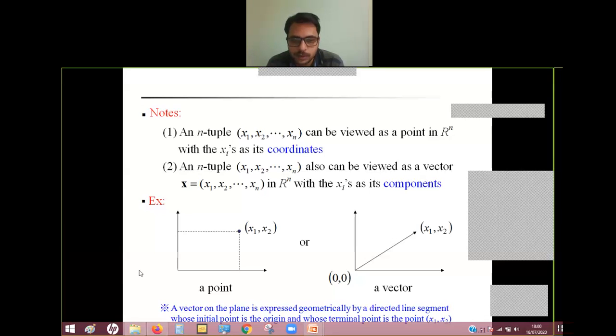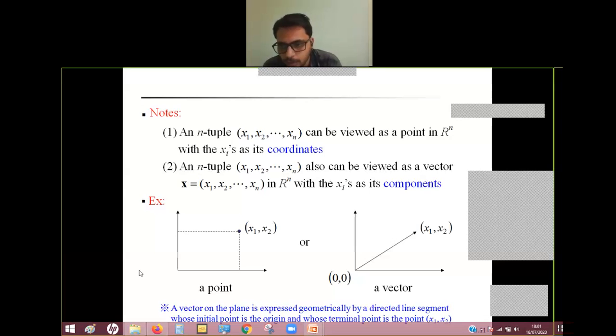To understand the first note, what they have given: an n tuple can be viewed as a point in Rn with the xi as its coordinates. What does xi mean? The i is a general term. x1, x2 up to xn can be considered as the xi. So this n tuple can be viewed as a point in Rn.